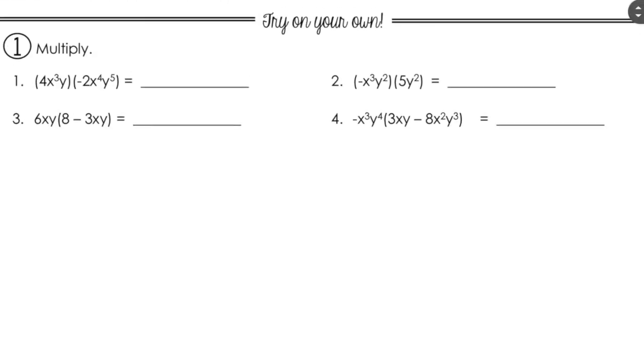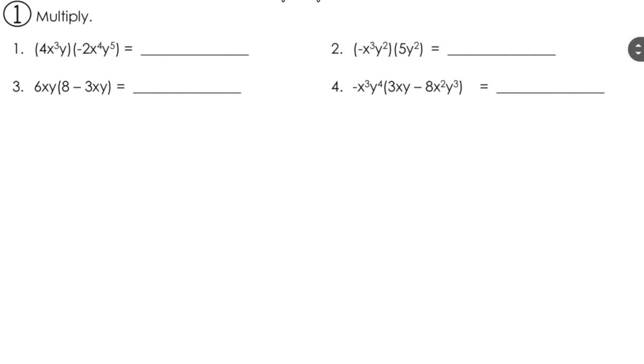All right, so now I want you to try these 4 problems on your own. They're just like the problems that we just did. So remember, numbers go with numbers, x's go with x's, and y's go with y's. So please take a second, pause the video, try it on your own, and then we'll go over it together.